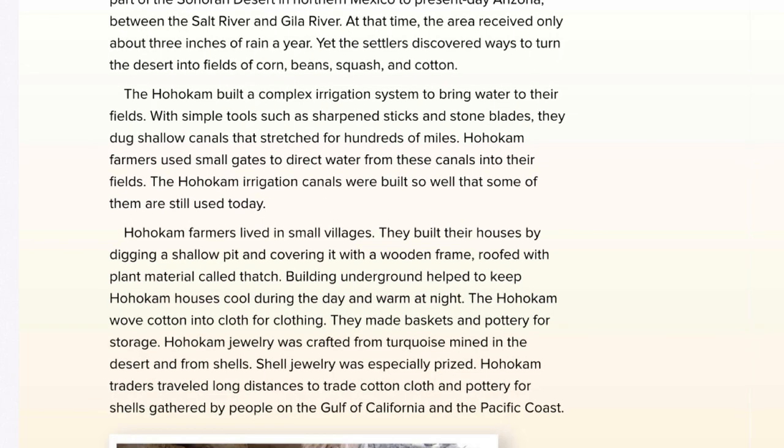The Hohokam built a complex irrigation system to bring water to their fields. With simple tools such as sharpened sticks and stone blades, they dug shallow canals that stretched for hundreds of miles. Hohokam farmers used small gates to direct water from these canals into their fields. The Hohokam irrigation canals were built so well that some of them are still used today.